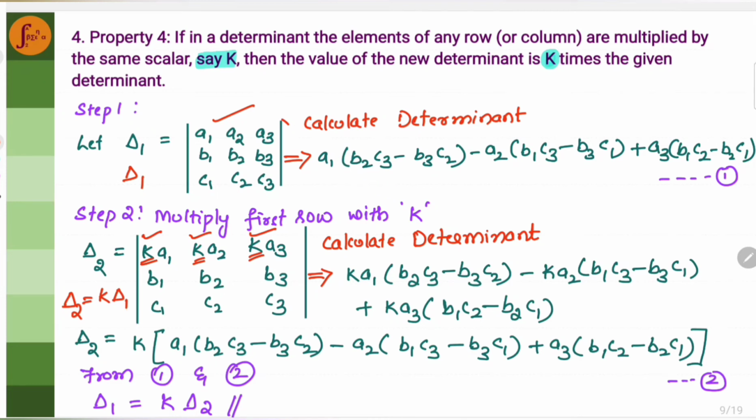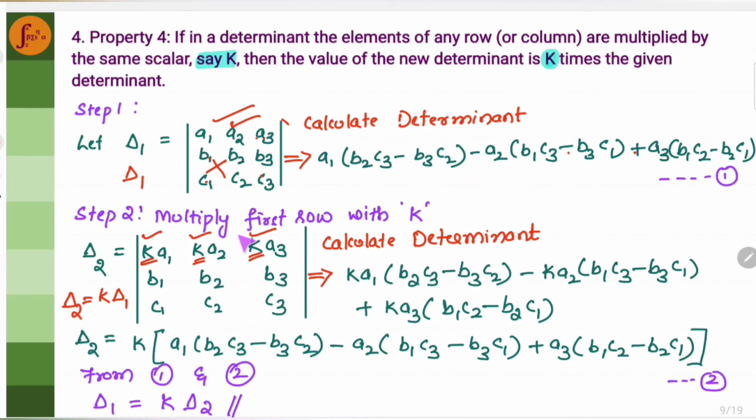Can prove this. So what we will have to do is find the determinant for this, determinant 1, right? Take the determinant for the first element, a1 into (b2 into c3 minus b3 into c2). Similarly, then minus a2 into (b1 into c3 minus b3 into c1). Then third element, plus a3 into (b1 into c2 minus c1 into b2), right? This is the determinant that we get.